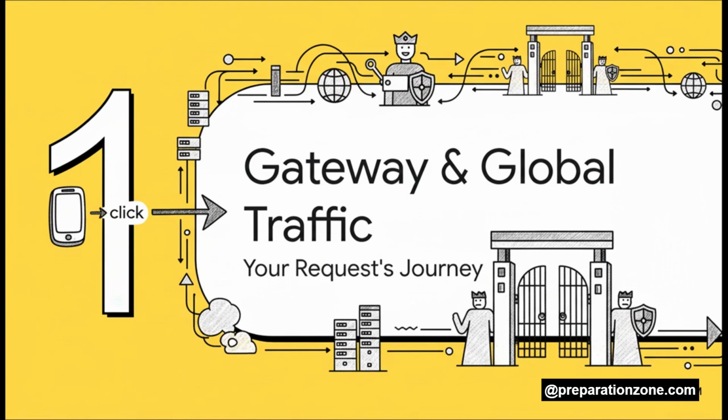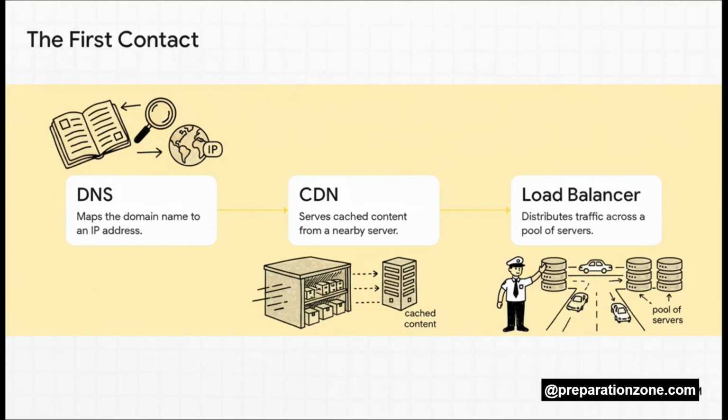We're going to follow a single click from the moment it leaves your device to the second you get a response back. First up, the edge of the system. This is where your request meets our gatekeepers for the very first time. So this first leg of the journey, it's like a three-step dance that happens in just milliseconds. Your request goes from DNS, which is kind of like a phone book, to a CDN, our local warehouse, and then finally to a load balancer, the system's traffic cop. Let's break down each one.